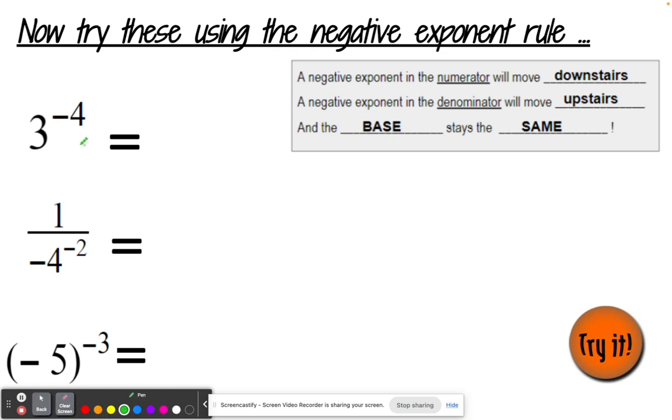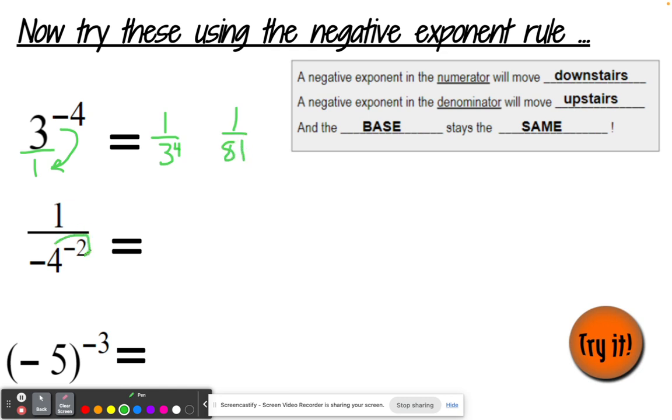Let's try a few more. I have 3 to the negative 4 power. I take this, move it downstairs, and make it 1 over 3 to the 4th. If there's nothing in the numerator, it will be a 1. 3 to the 4th is the same as 81, so it's 1 over 81.